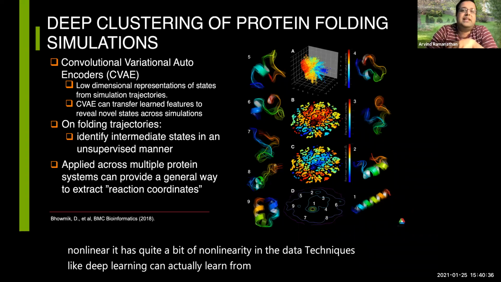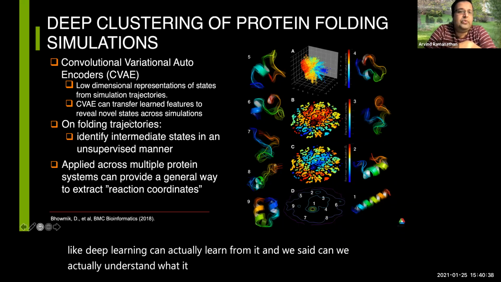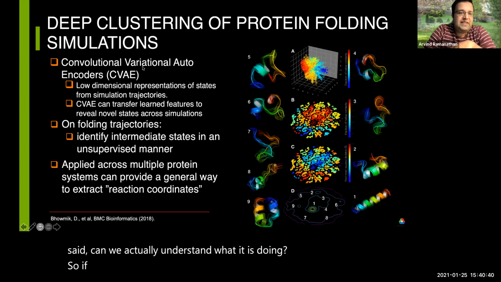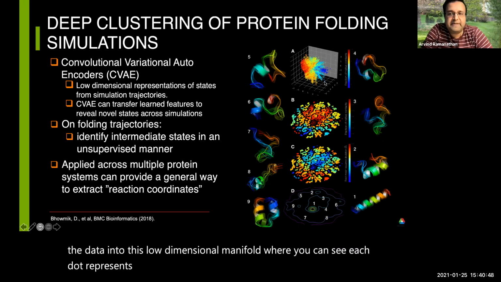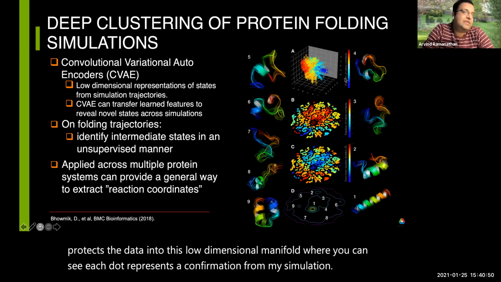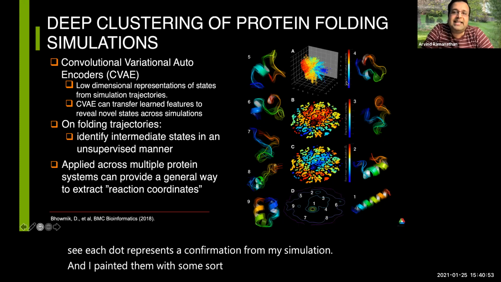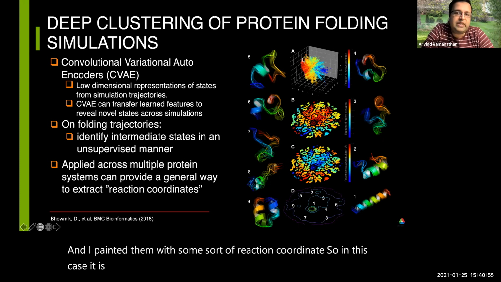And we said, can we actually understand what it is doing? So if you build this convolutional variational autoencoder, it projects the data into this low dimensional manifold where you can see each dot represents a conformation from my simulation. And I've painted them with some sort of reaction coordinate. So in this case, it is a fraction of native contacts, what you can see.